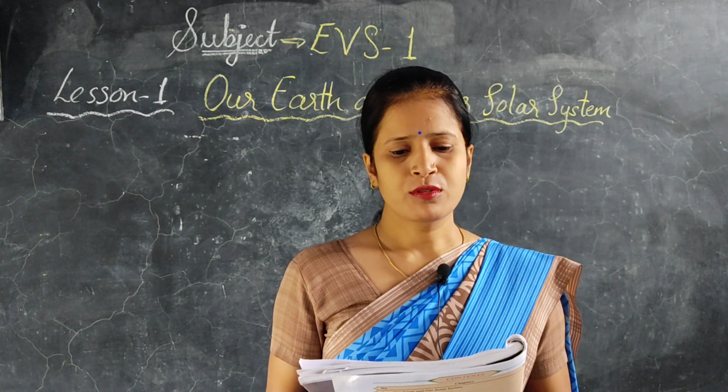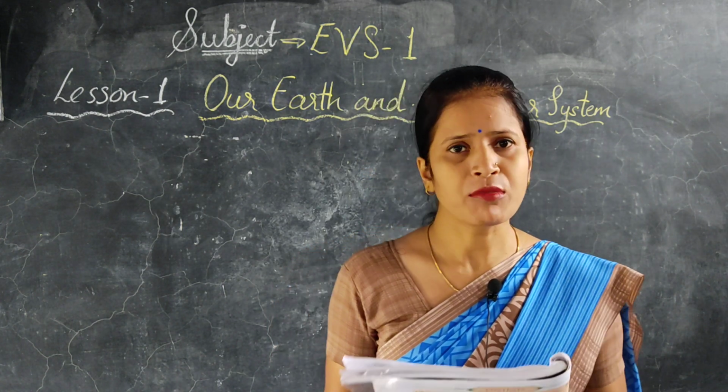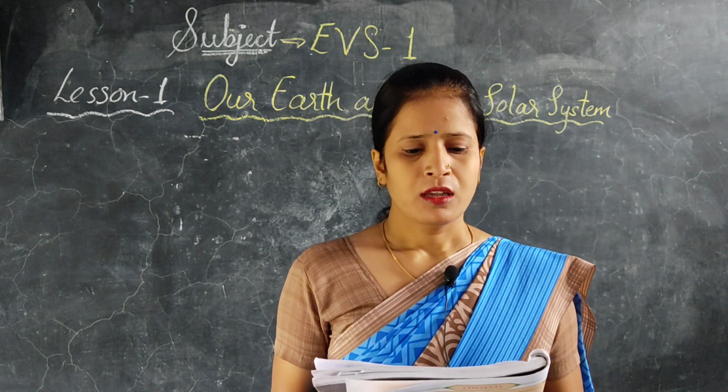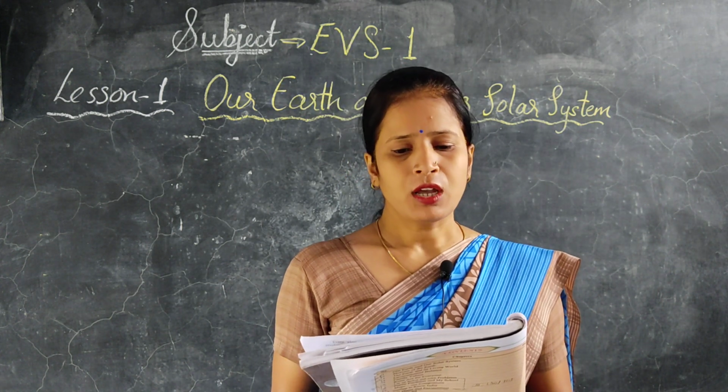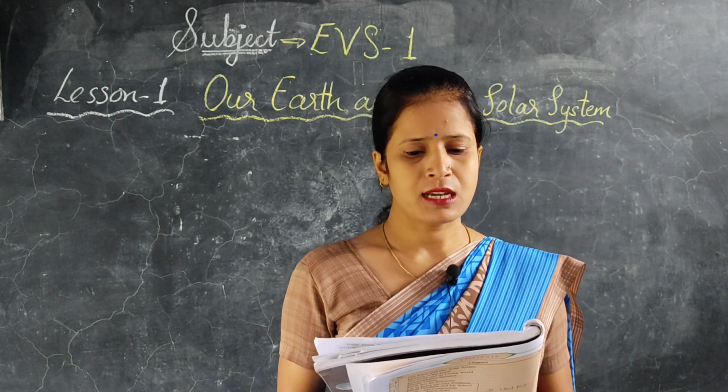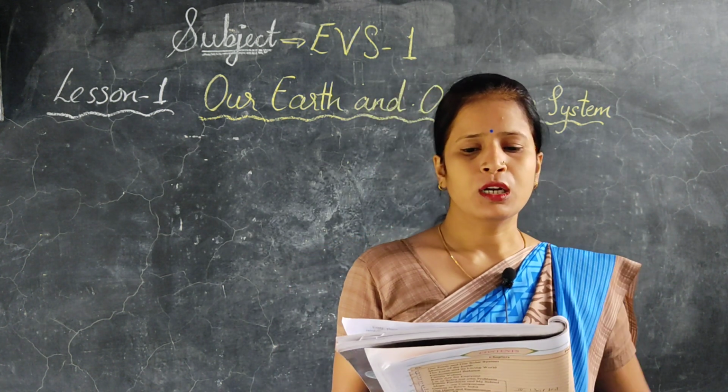So students, today we will start chapter number 1 from your syllabus, that is our earth and our solar system. So let's start. When we look up from an open ground, we see the sky. In a clear night sky, we can see many stars. They are very far away from the earth.